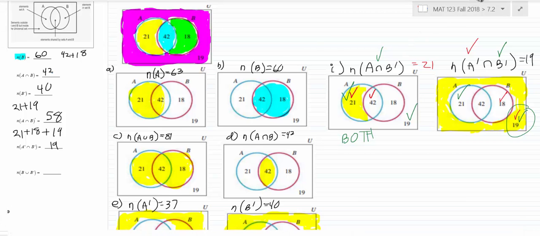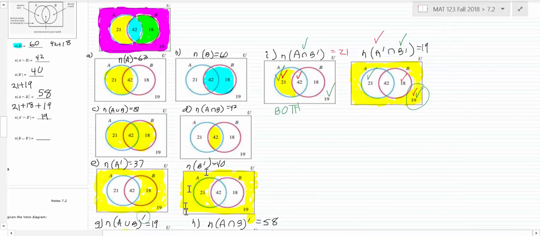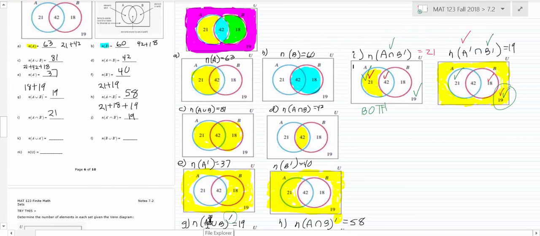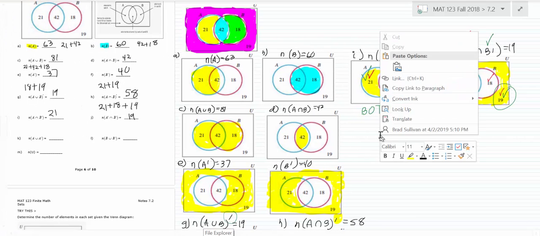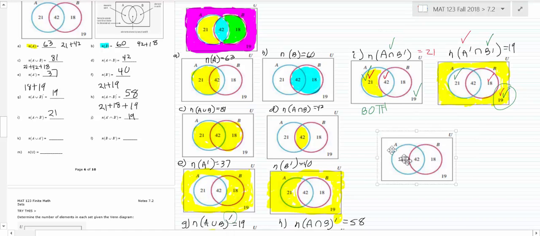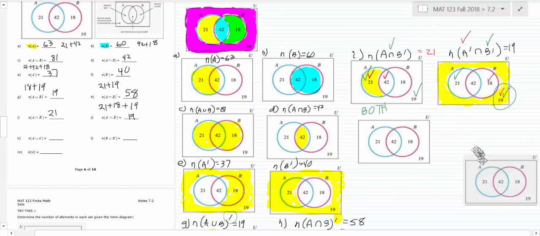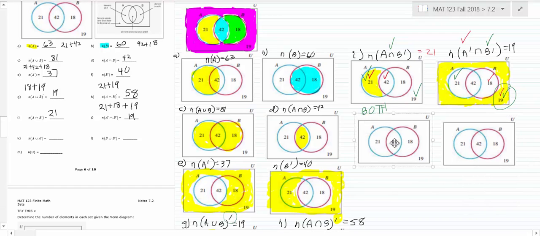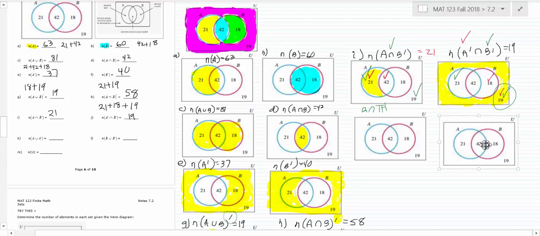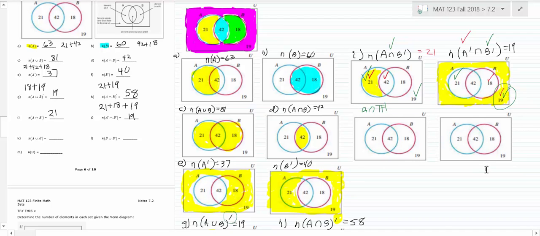Okay, let me zoom out of this a little bit. And we'll continue with this. Got several more of these to do. Okay, let's see. Let me go ahead and paste a couple more Venn diagrams here. Okay, so what I want to do on this now is I want to do this.